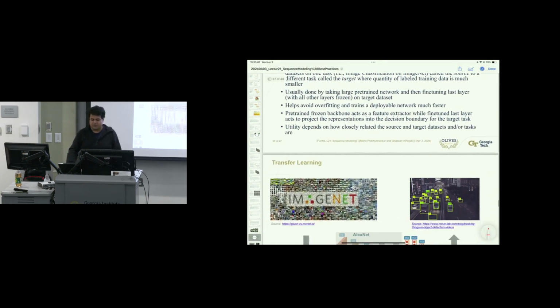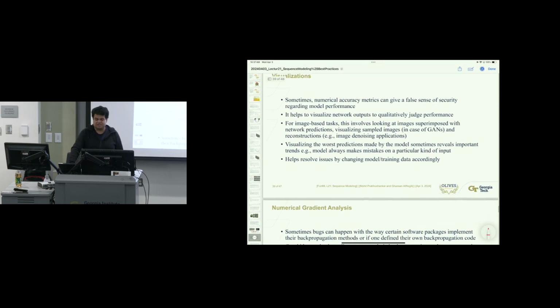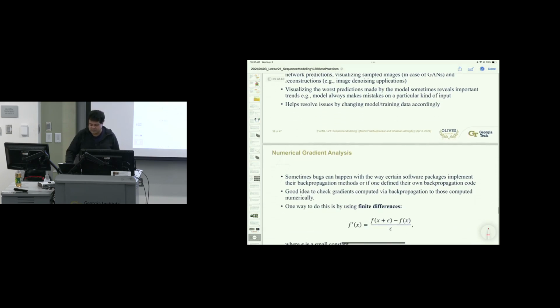Transfer learning is something that we'll see by the end of this course. Visualization and explanation is something that we'll see by the end of next week. Monday and Wednesday are going to be about explainability concepts.